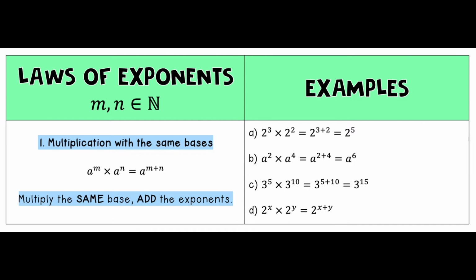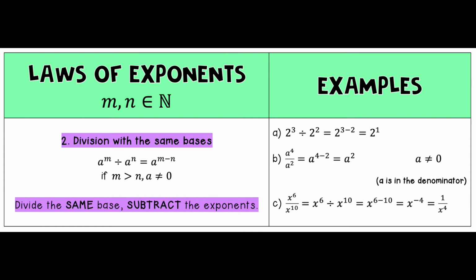a to the power of 2 times a to the power of 4 is equal to a to the power of 2 plus 4, a to the power of 6. 3 to the power of 5 times 3 to the power of 10 is equal to 3 to the power of 5 plus 10, which is equal to 3 to the power of 15. And then we can even work with 2 to the power of x times 2 to the power of y is equal to 2 to the power of x plus y. Obviously, we can't add x plus y together because they're unlike terms, so that's how it would remain.